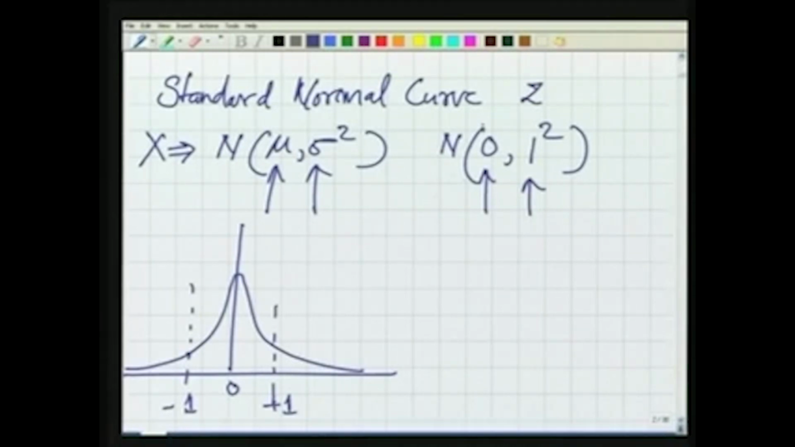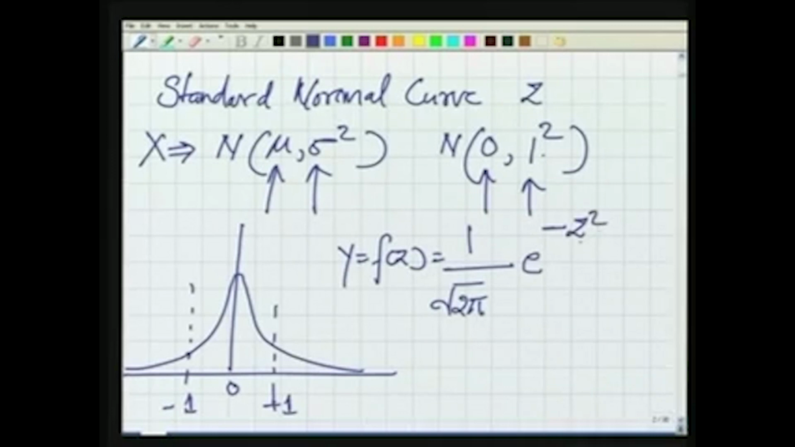So, for a standard normal curve, what we can do slightly more. We can write it as f(z), as in the previous case, the equation of that, 1 by sigma, is 1, and root 2 pi e raised to power minus z square by 2, because in this case the mean is 0. So, it reduces to this.